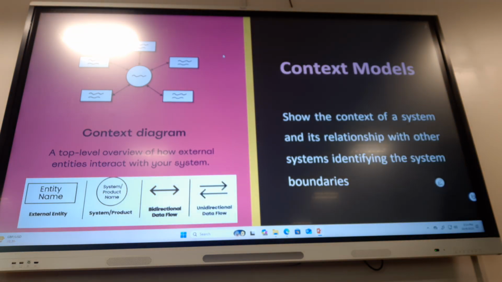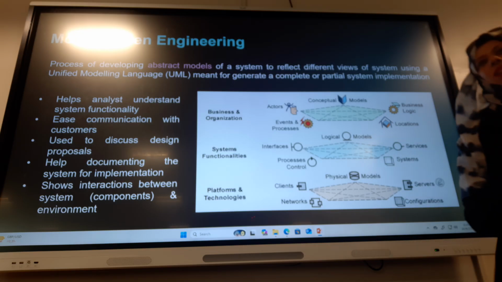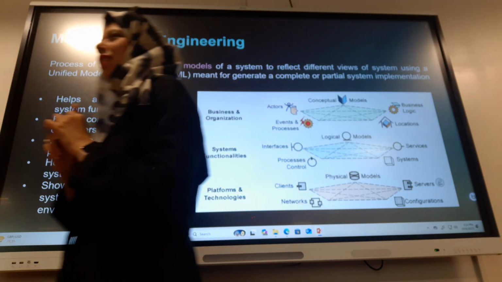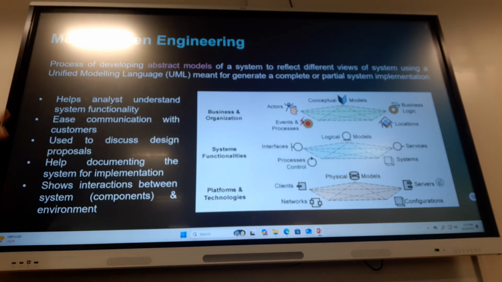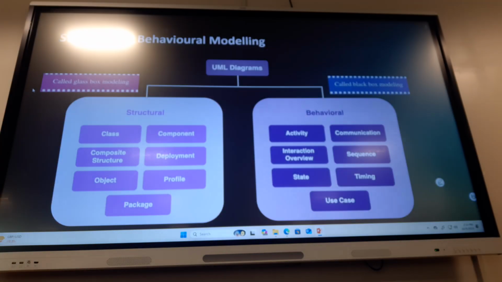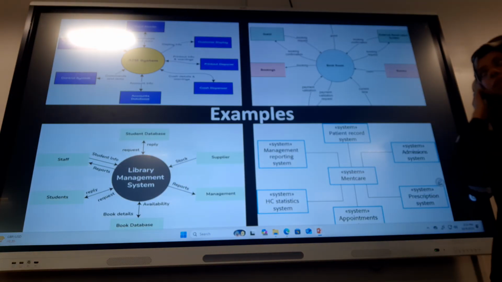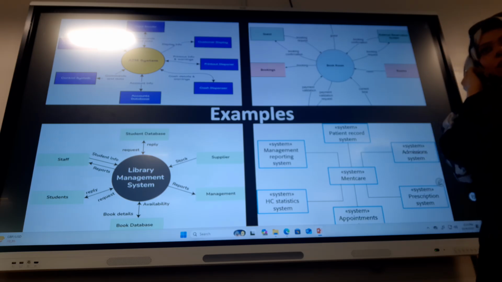Then we started talking about two types of models. Do you remember? What were they? Design model. Structured and? Structural and behavioral. Oh yeah. Right? We said context diagram. Remember context? So these ones, behavior. These ones, what do we consider them? That's structure or behavioral?